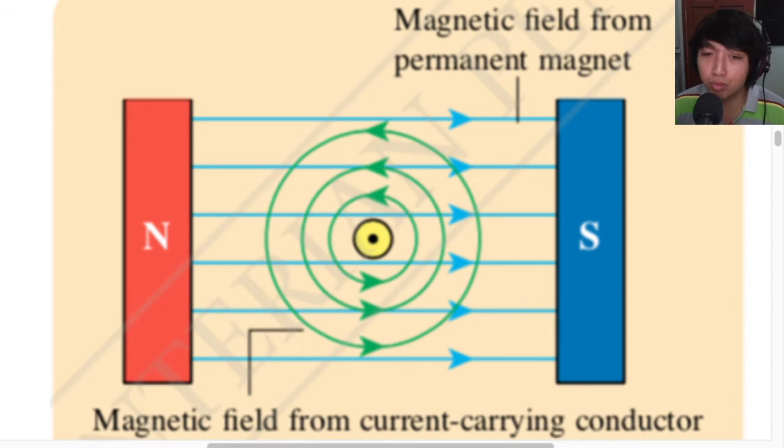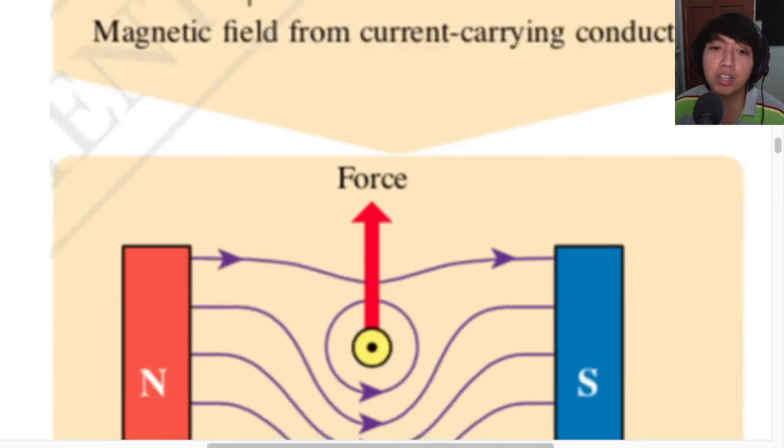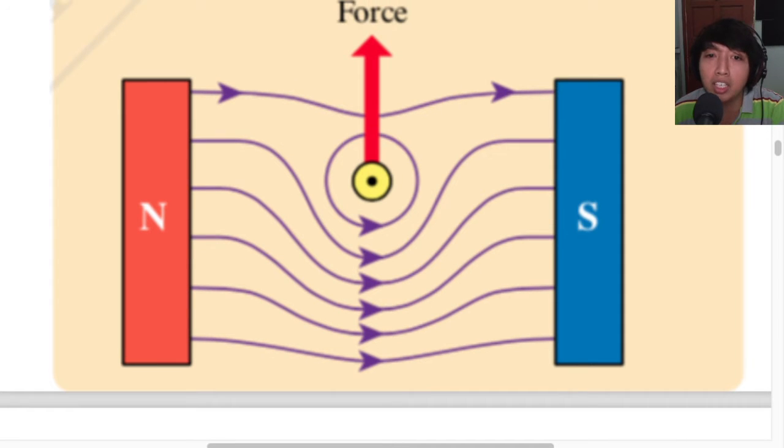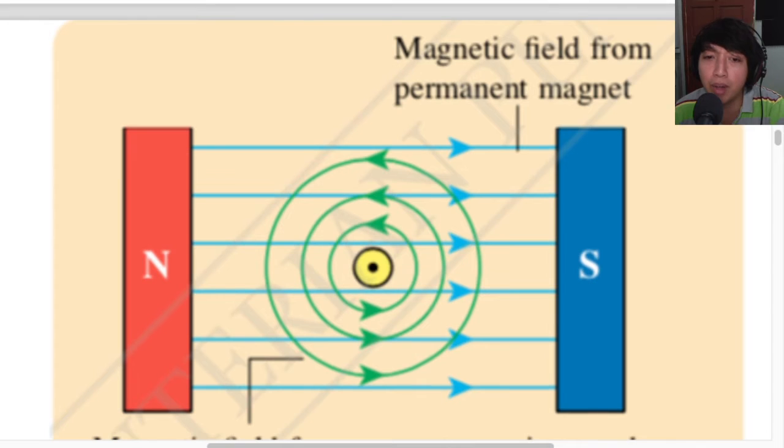Now, these two magnetic fields will interact with each other. If you look carefully, some of the green arrows are going in the same direction as some of the blue arrows. However, in some parts, the green arrows are actually going against the blue arrows. That's the very important thing, because when these two forces interact, it becomes something like this. So what actually happens here is, let me go back up here.